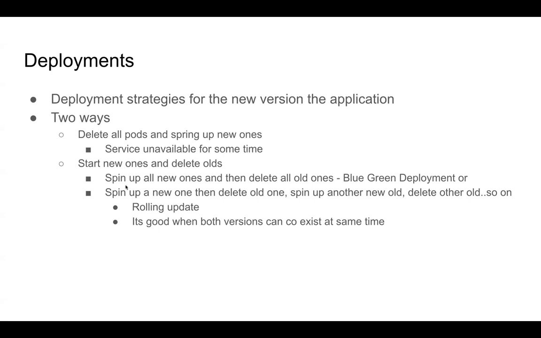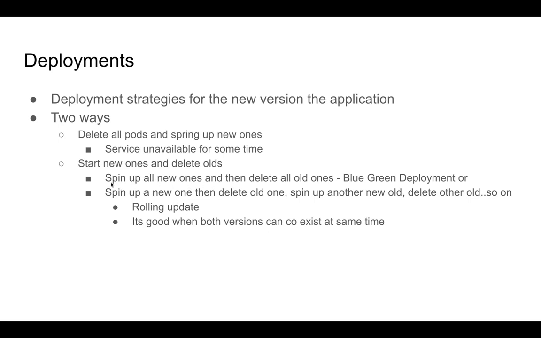The other strategy is to start new pods or new versions and delete the old ones. Now, even within that, there are 2 ways to handle this. One is called blue-green deployment, and the second is called a rolling update. And we'll see diagrams of these 2 also in the coming slides.